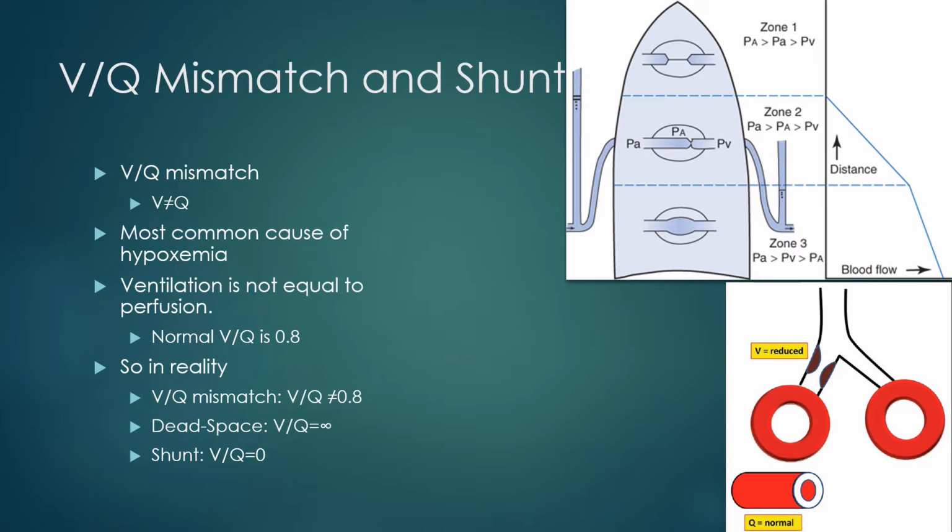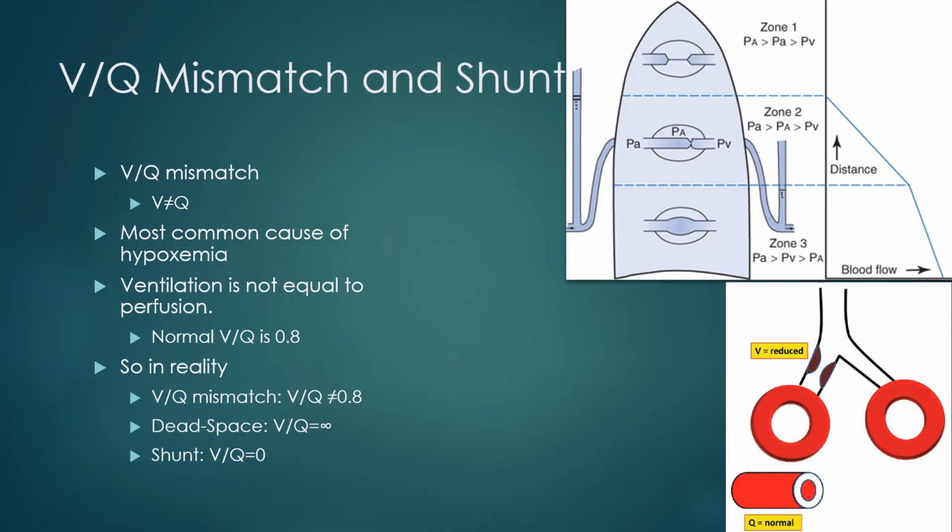VQ mismatch is the most common cause of hypoxemia. Normal VQ ratio is 0.8. And as you remember from the West zones of the lungs, there is regional heterogeneity of VQ ratio that is caused by variable subatmospheric intrapleural pressures and gravity. Both ventilation and perfusion are higher at the base and lower at the apex of the lung. So think of it, gravity increases both ventilation and perfusion.